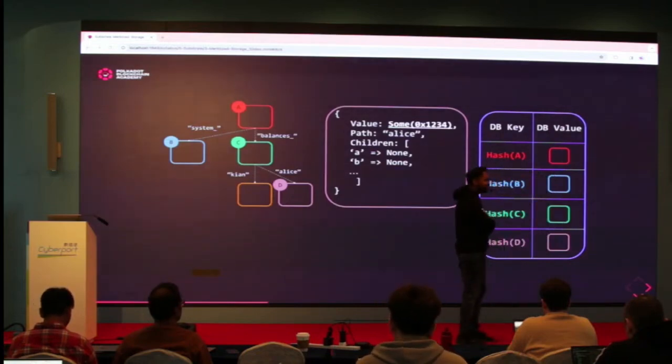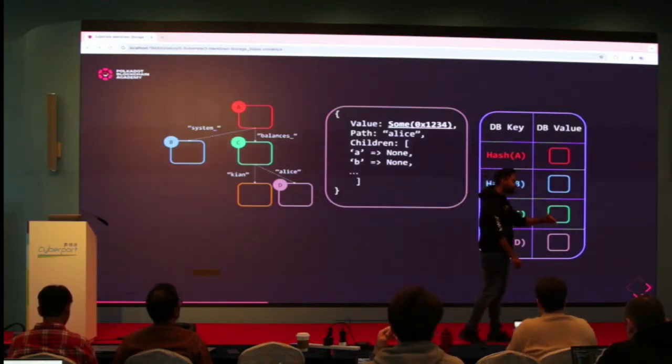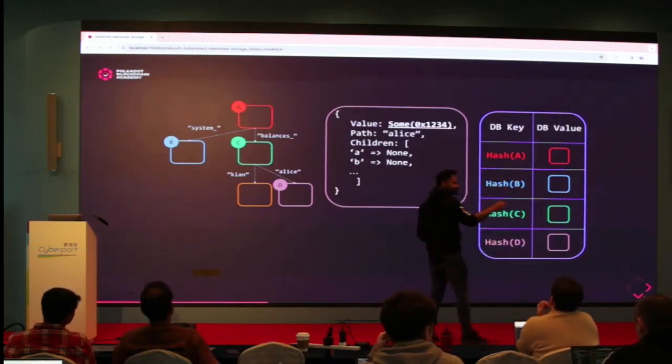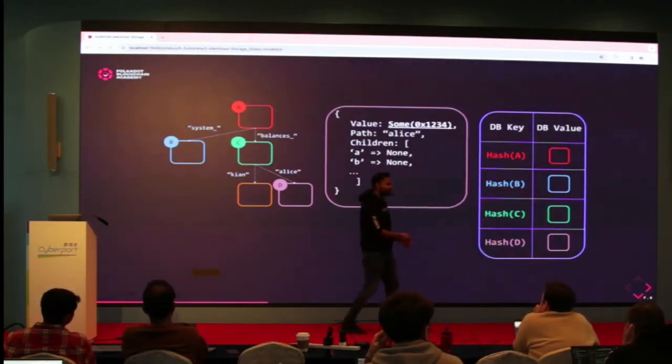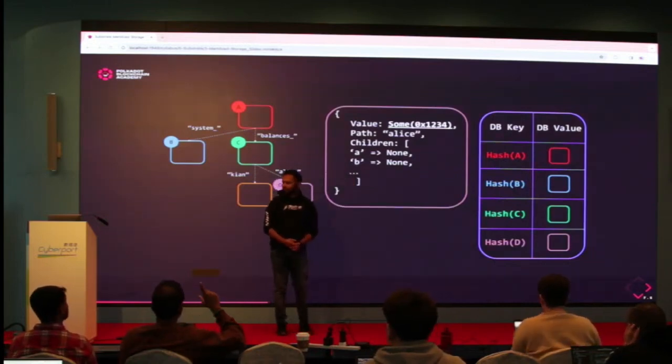So the answer is both. It depends, and I'll go through it later. If it's small data, it stores it embedded. If it's big data, then it stores the pointer to it. But for now, you can assume that it's embedded. I will show you the case where it's a pointer. Question?